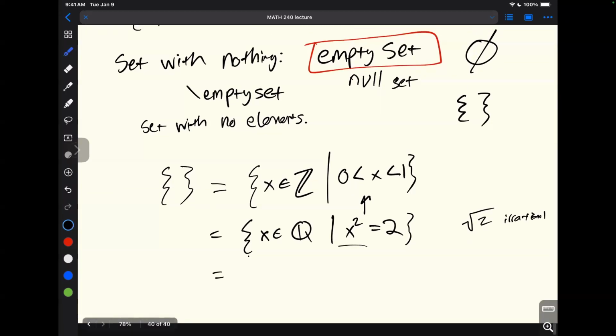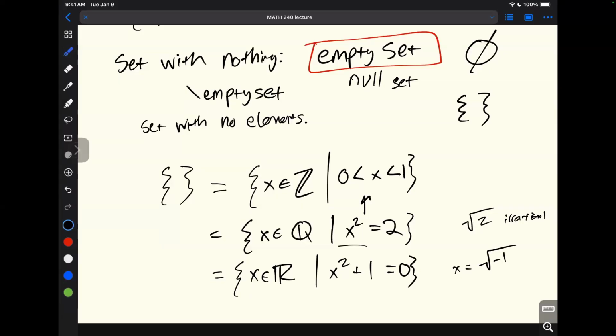This is also equivalent to saying I'm going to have a real number such that x squared plus 1 is equal to 0. Basically saying that x has to be equal to the square root of -1, which is undefined for the real numbers. So these are impossible statements, meaning there are no numbers that satisfy those requirements. So the sets must be empty.